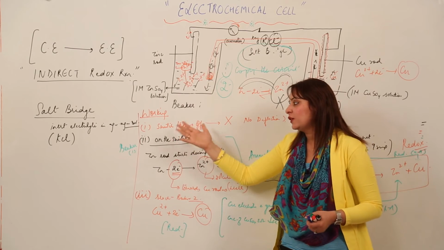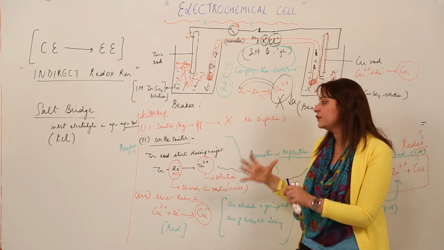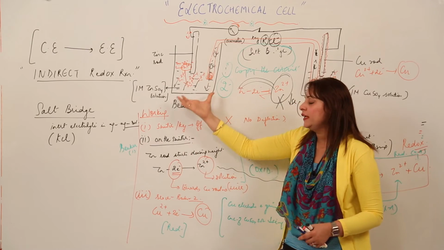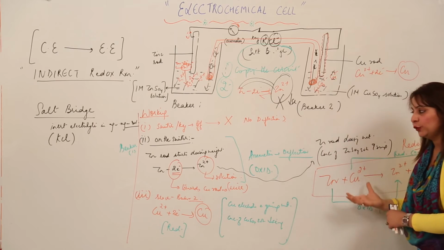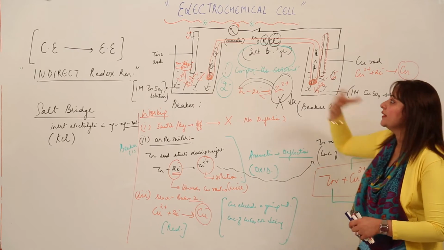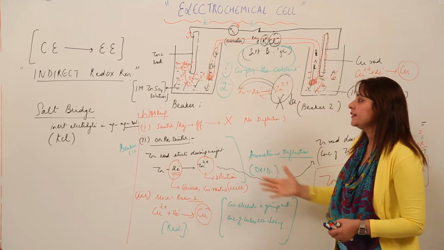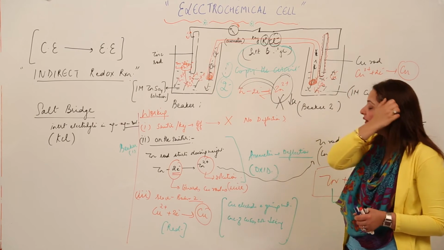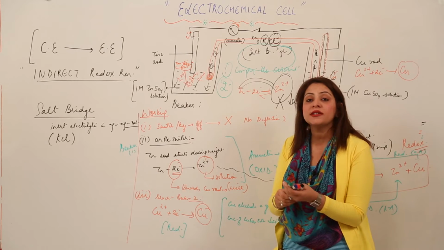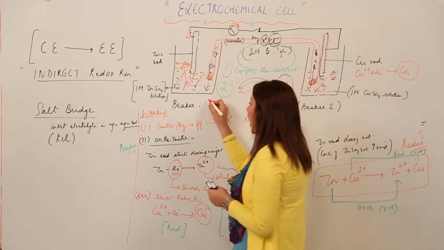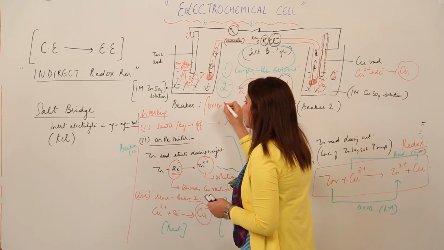So just write what we get to see when the switch is off, when the switch is on what we get to see in beaker 1, what we get to see in beaker 2, and the overall reaction, and then what the salt bridge is, right. So this is how you are going to attempt. Now you should know that the beaker in which the oxidation occurs is called the oxidation half cell.